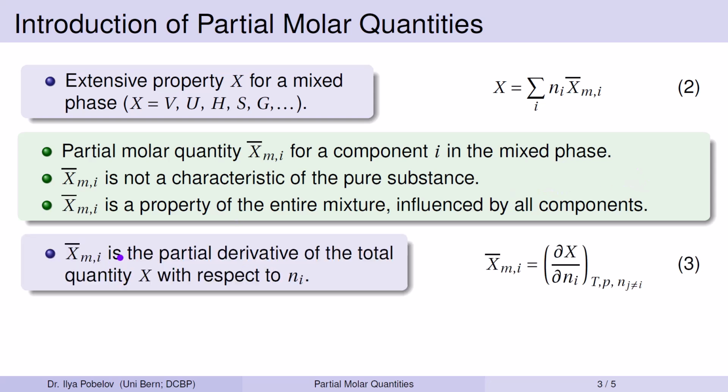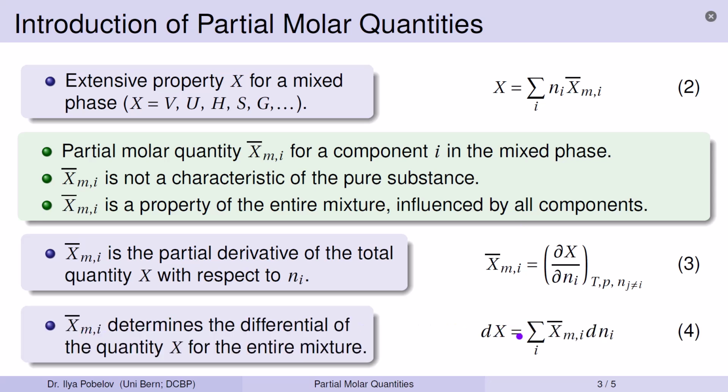Mathematically, the partial molar quantity X bar Mi for a component i is the partial derivative of the total quantity X with respect to the amount of that component Ni at constant temperature, pressure, and the amount of all other components. Thus, it also indicates how a quantity changes due to a slight change in the amount of one component.